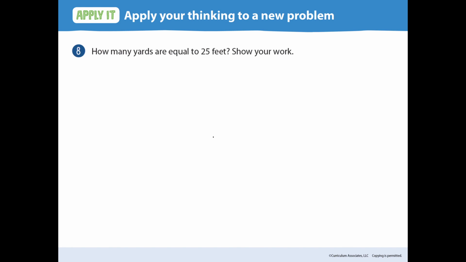Number 8, how many yards are equal to 25 feet? Show your work. So we're starting with 25 feet and we're converting it to yards. The feet are the smaller units, so we're going to use division. So we have 25 feet divided by something equals our number of yards. Now, what we need to know here is how many feet are in a yard. There are 3 feet in a yard. So we have 25 divided by 3 is going to be our number of yards.